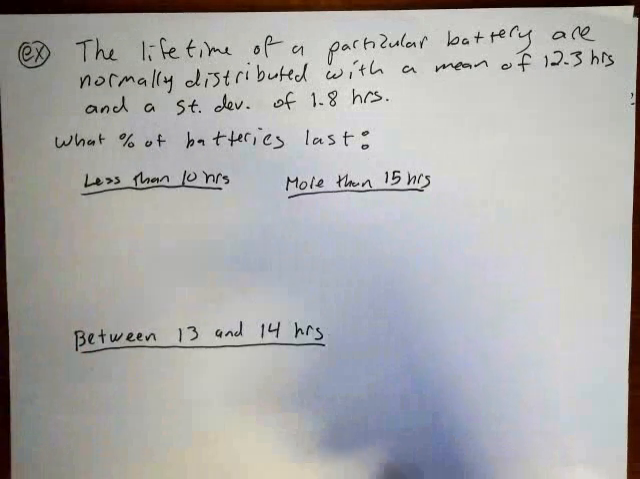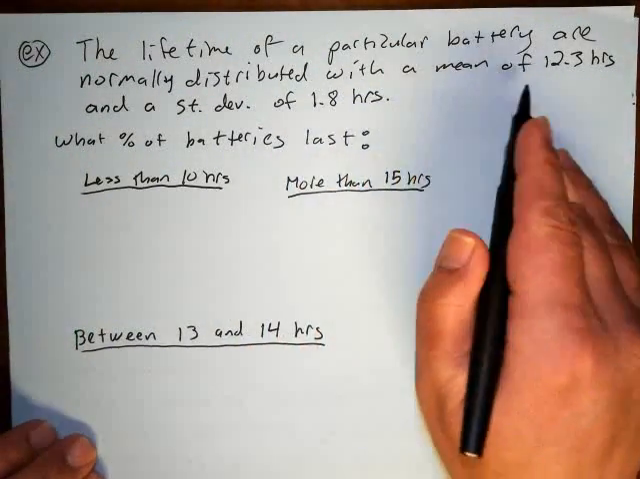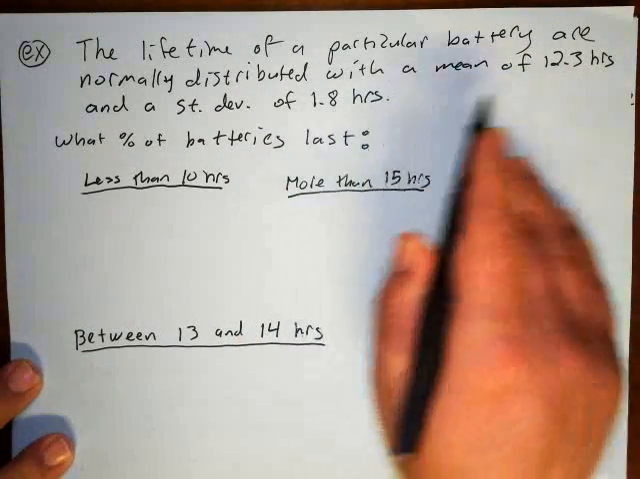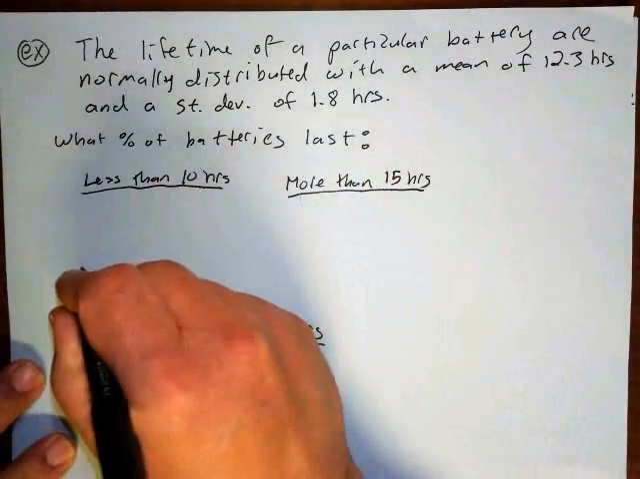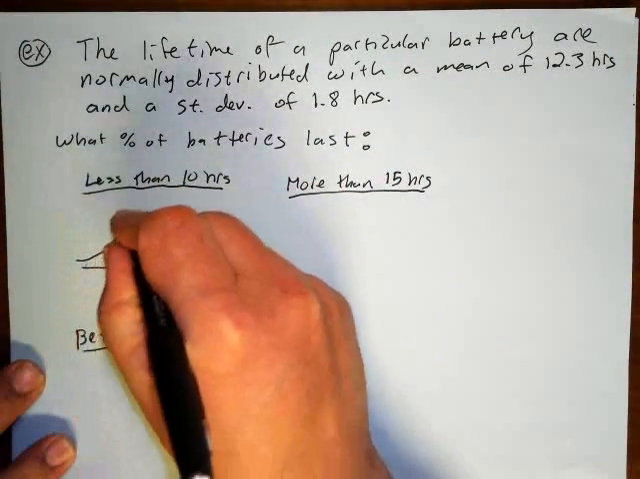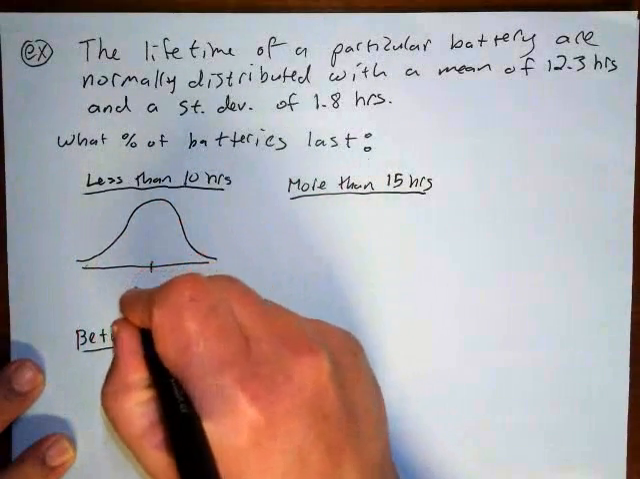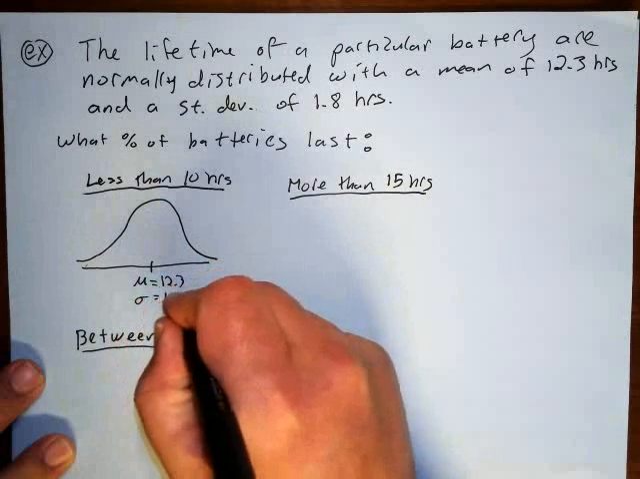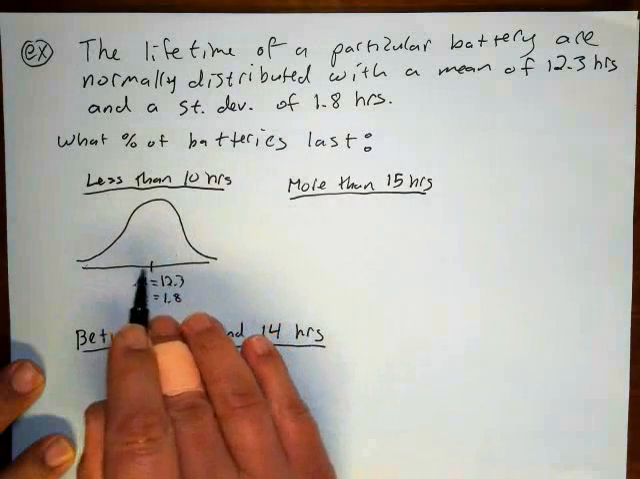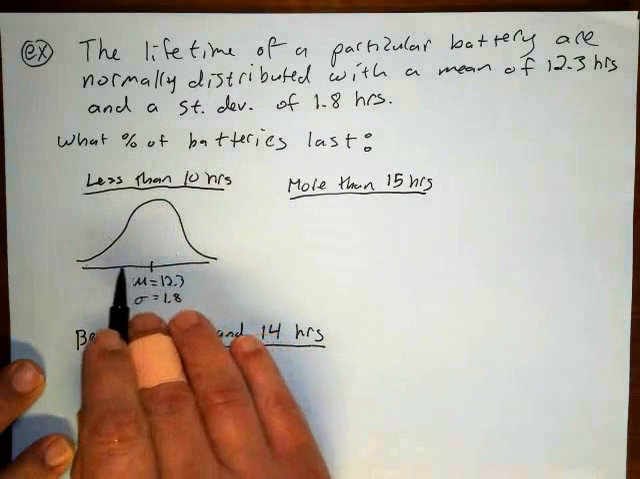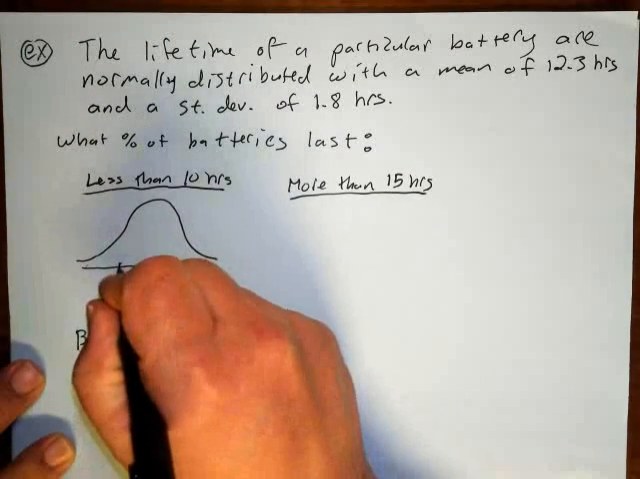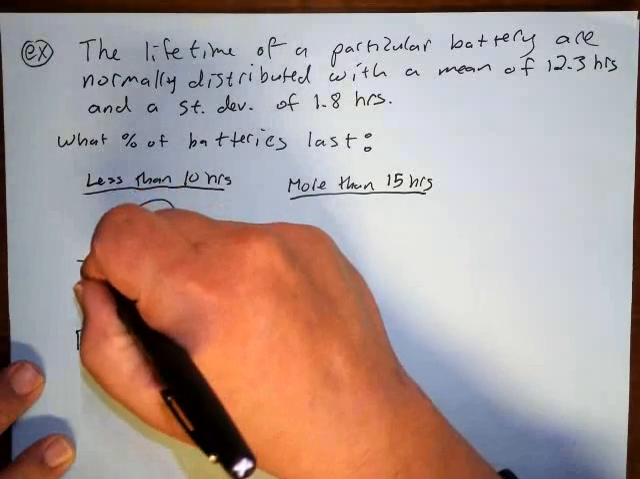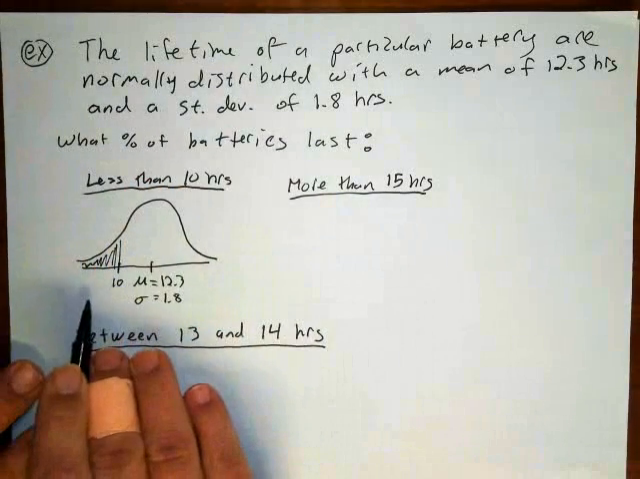Okay, so let's go ahead and give these a try. In this case, it's the lifetime of batteries that are normally distributed. The mean is 12.3 hours. The standard deviation is 1.8 hours. So we want to find the probability that it's less than 10 hours. 10 hours is a little over 1 standard deviation from the mean, maybe about there. And what you want to do is find the percent of batteries that are less than that.